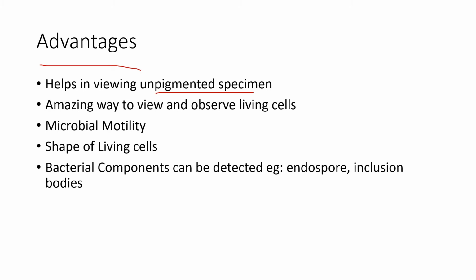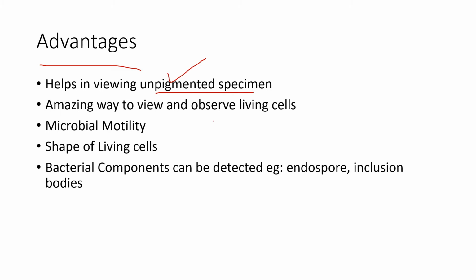Now we can clearly see unpigmented specimens. Why? Because we are amplifying the variations in refractive index. We are playing with the light optics. We are not touching the specimen. When we talked about bright field microscopy, we could see unstained specimens, but it was required to stain them because they were not so visible. But here we can clearly see unpigmented specimens, because we are amplifying those refractive index variations that are present in the cell.